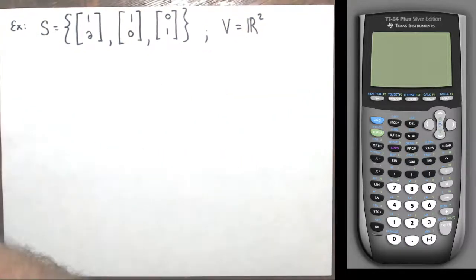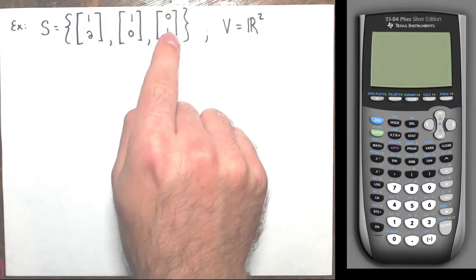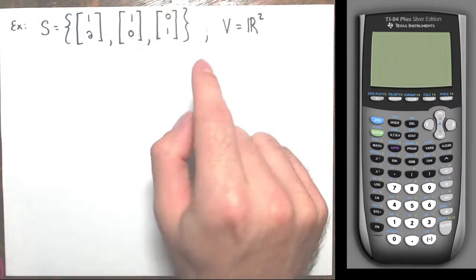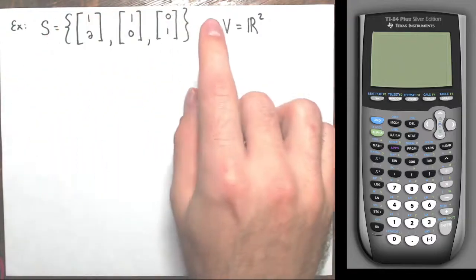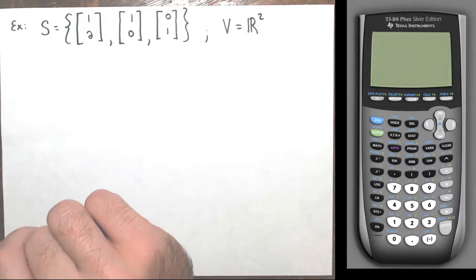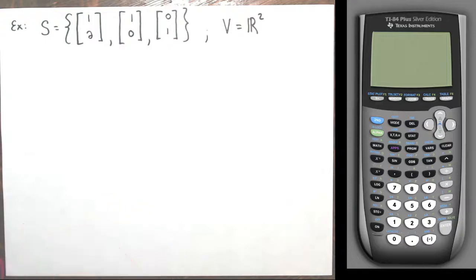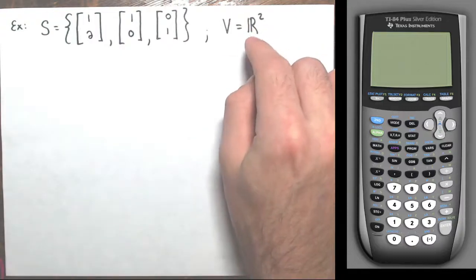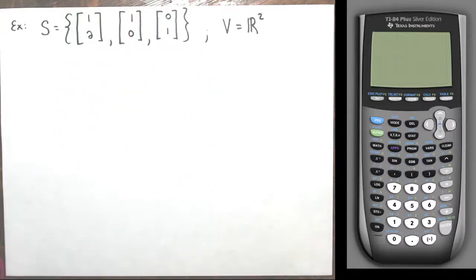I have a set of vectors. S equals these 3 vectors from R2: 1, 2, 1, 0, 0, 1. And again, the vector space is R2. So the question is again, does S form a basis for R2? Already I can tell you it doesn't. Remember, I mentioned earlier, every basis of R2 should have 2 vectors in it. This has 3, so it can't be a basis.